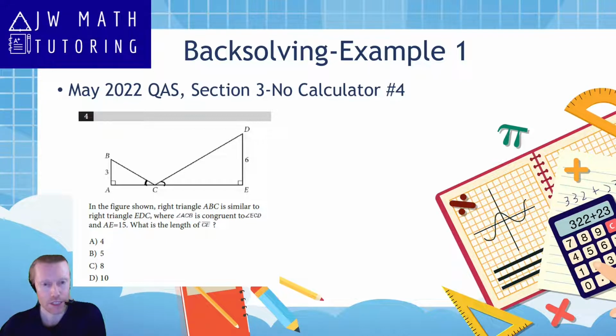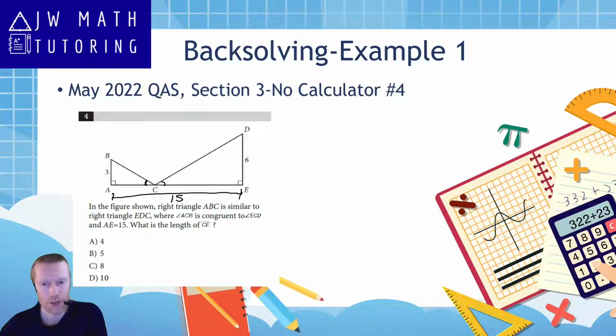So basically, the smaller triangle is half the size of the larger one, or all the sides are half the length of the larger ones. Or the larger one is twice the smaller one, however you want to look at it. So it tells us here that AE, this entire thing, is 15. And it says, what is the value of CE?